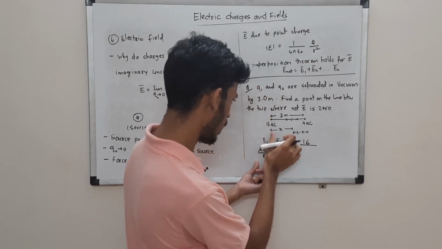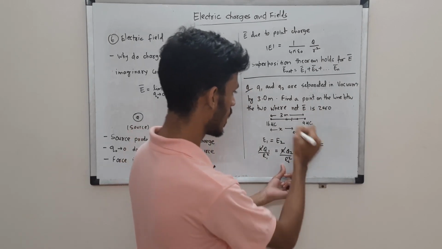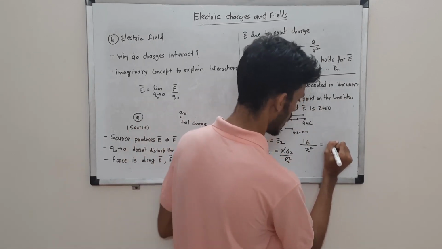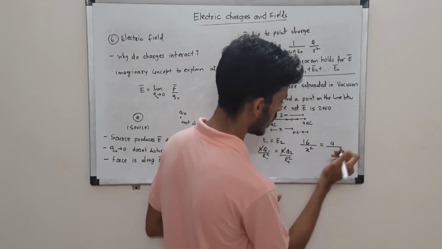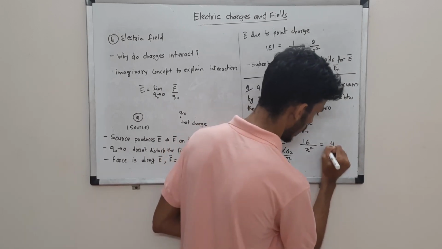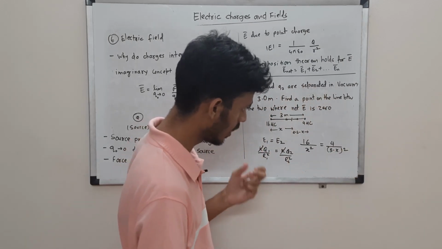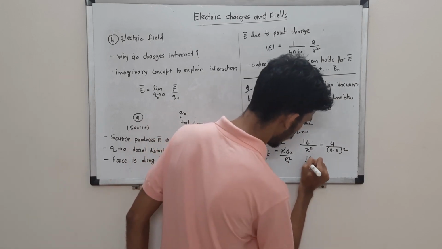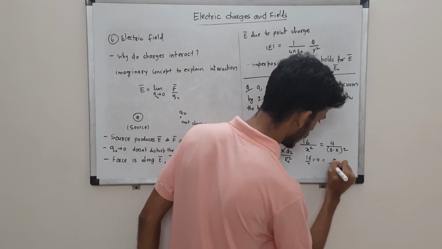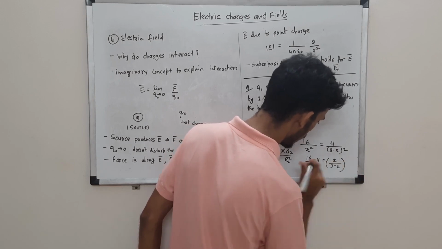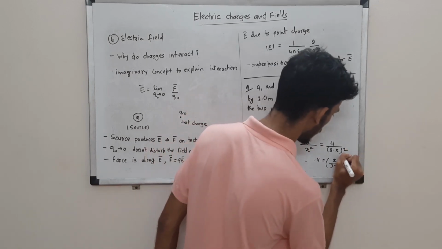The first charge: 16 by x square. The second charge, which is 4 microcoulombs, at distance 3 minus x, square. So what can we do? We can take 16 by 4, which is 4, and on this side we'll have x by 3 minus x, whole square.